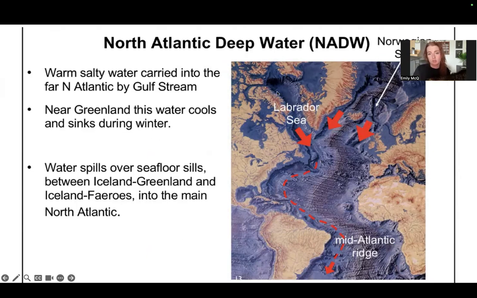So this is the North Atlantic deep water, and this is me coming back to the fact that warm, salty water is carried to the North Atlantic, but near Greenland, this water cools as this ice sheet is melting, and sinks during the winter. And this water will spill over seafloor sills between Iceland and Greenland, into the main North Atlantic, and we get this beautiful deep water, Norwegian Sea formation that starts here in the Atlantic Ocean. And I think that's it.